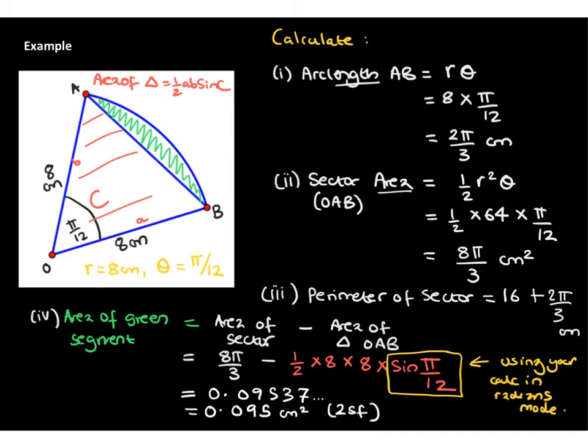It is much, much easier to leave your angle in the unit that it's in, so in this case in radians, and change the mode on the calculator. So the mode on the calculator should match the type of angle that you are working with. If you're working in degrees, your calculator should be in degrees mode. If you're working in radians, your calculator should be in radians mode.